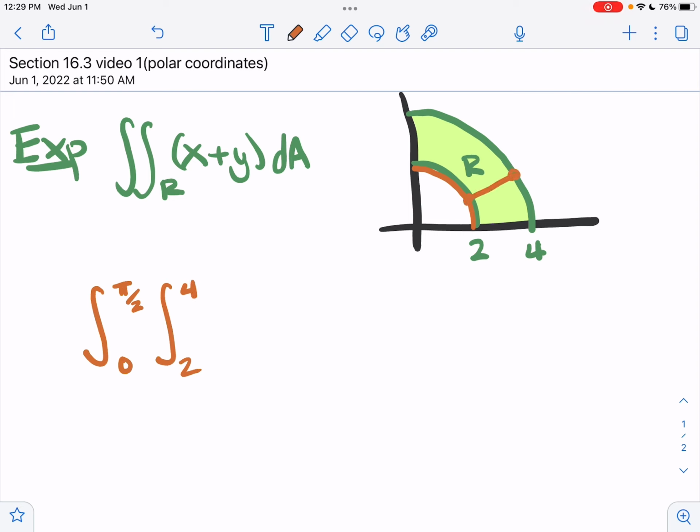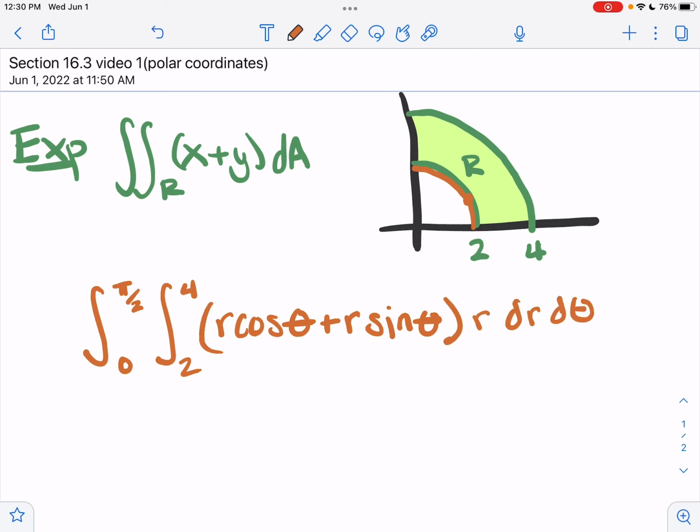x plus y is r cosine theta plus r sine theta. And then we have this conversion: dA is r dr d theta. We don't want to forget this. You can think of it as an extra r, but we don't want to forget that little thing there. So now we're ready to move ahead and integrate.